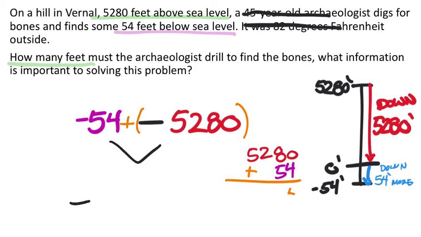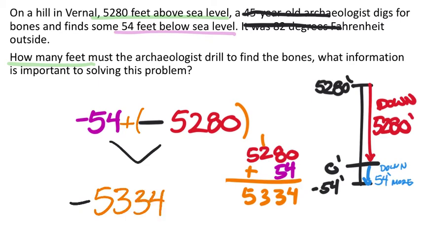So 0 plus 4 is 4, 8 plus 5 is 13, 1 plus 2 in the hundreds place value is another 3, and then the 5. So we end up at negative 5,334 feet. Now, this is a distance, right? I should put feet there. How many feet must the archaeologist drill to find the bones?